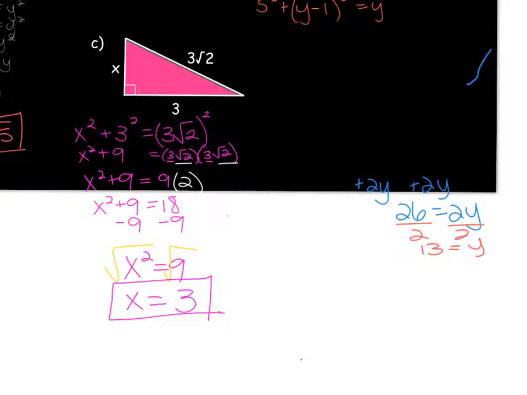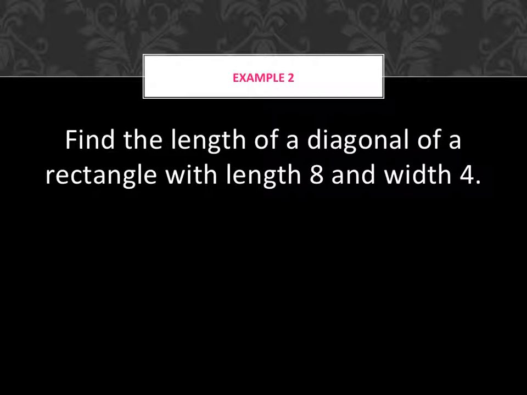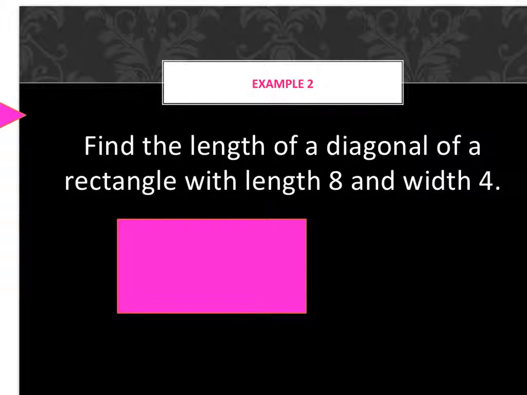Okay, so some application of it now. Find the length of a diagonal of a rectangle with a length 8 and width 4. So I'm a visual person. I like to draw the rectangle. So it says the length is 8, the width is 4, and I want the diagonal. So what's true about the angles? Oh, that's a really bad straight line.